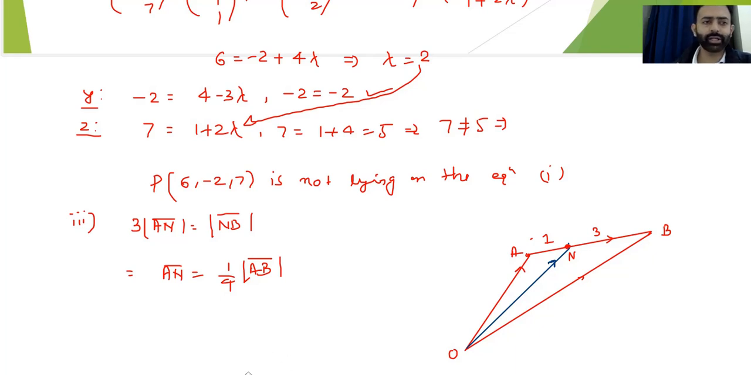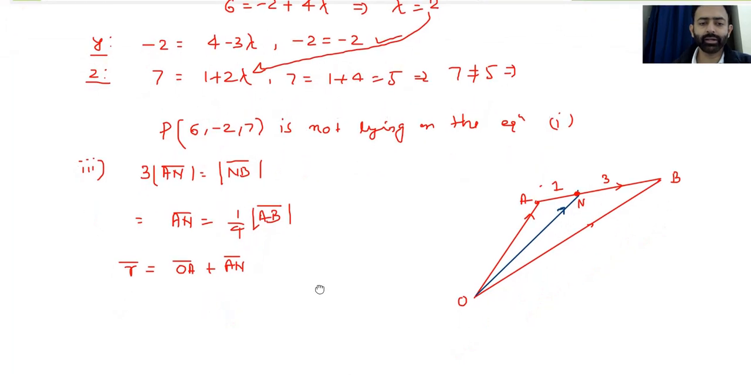Now applying the vector equation, again the position vector of ON, vector r, will be equal to OA plus AN, right? In this triangle OAN, applying the triangle law of addition, OA plus AN is ON, right?